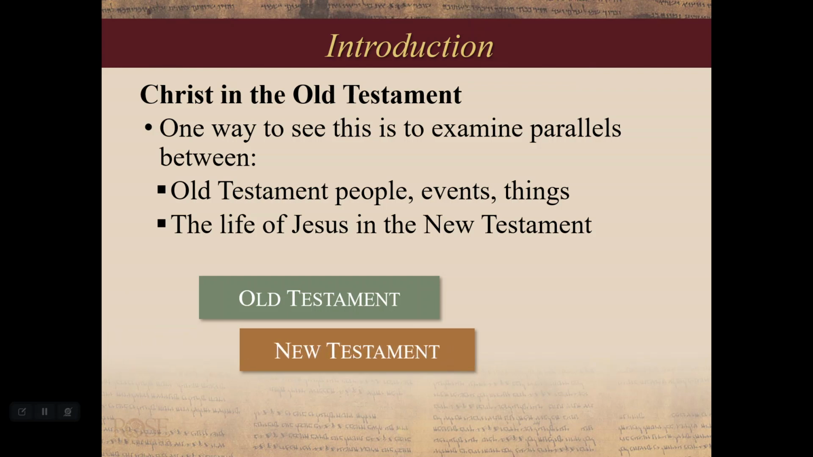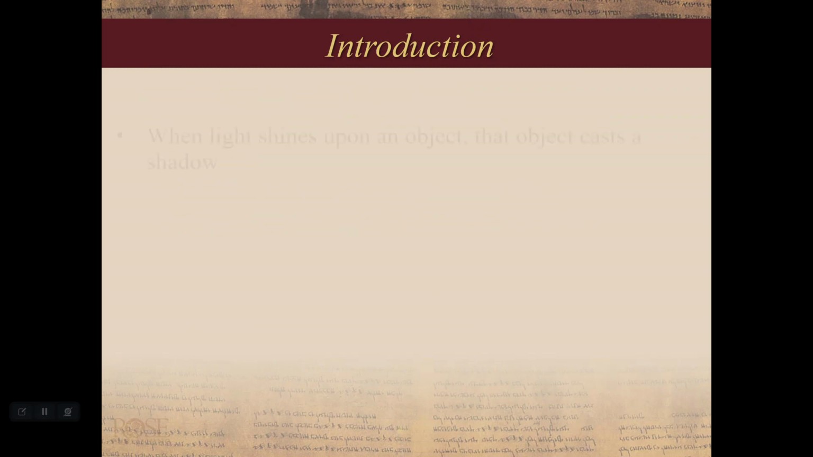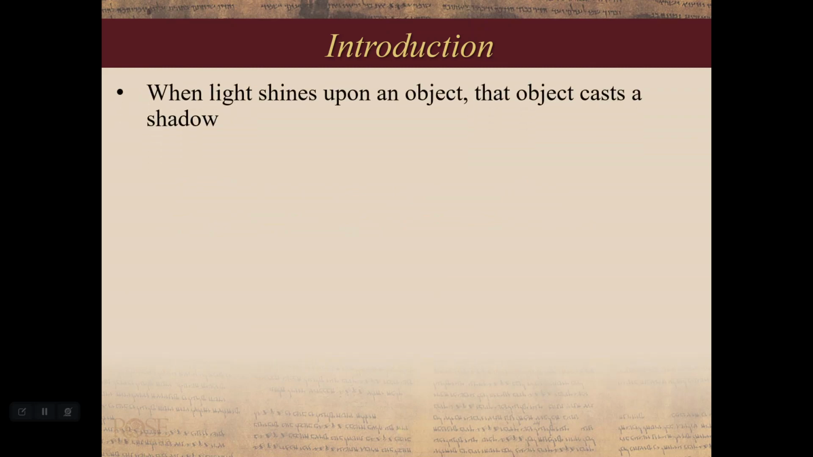Well, one way of picturing Christ in the Old Testament is to look at things that are in parallel. The Old Testament, people, events, and things, and the New Testament. So we're going to be doing some of that as we talk about these things called types, these shadows. So in particular, if I was to have a bright light right here on me, there would be a shadow behind me. When light shines on an object, that object will cast a shadow.